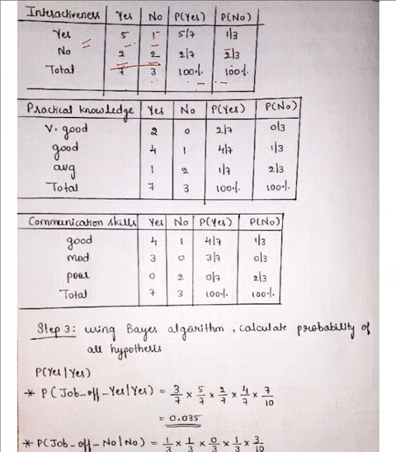Okay guys. So similarly for practical knowledge, we have 3 attributes: very good, good and average.